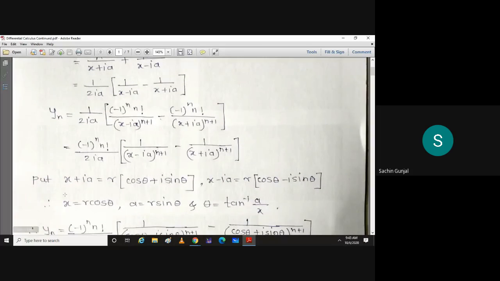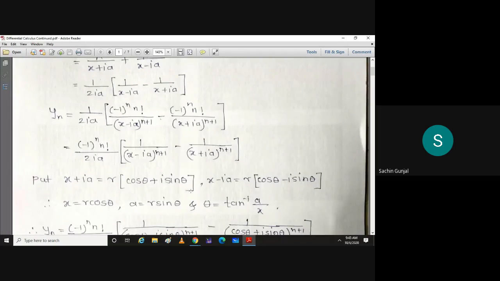Then there is a substitution for this complex number. x plus ai is a complex number, so you can write it in terms of a modulus and argument. So x plus ai is equal to r into cos theta plus iota sin theta. Obviously its conjugate will be x minus ai, which can be written as r into cos theta minus i sin theta. If you compare real and imaginary parts, you will have x is equal to r cos theta, that is the real part, and the imaginary part is a, which is equal to r sin theta.